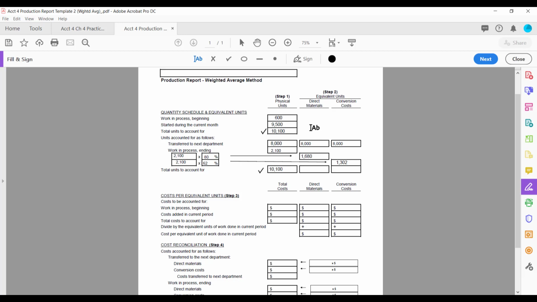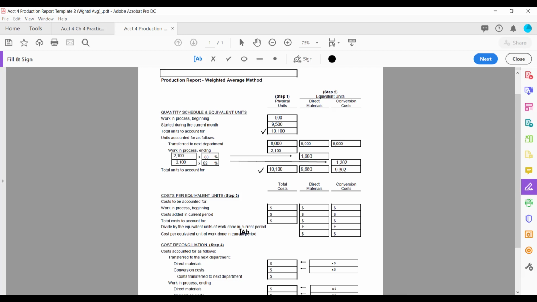So what's my total equivalent units with respect to direct materials? We simply add these two together. So 8,000 plus 1,680 gives us 9,680. We're going to do the same for conversion costs. 8,000 of the units were transferred out and completed, meaning they're 100% complete with respect to conversion costs. But the ending work in process, those 2,100 units, were only 62% complete with respect to conversion costs. So in terms of equivalent units, that really only comes out to 1,302 equivalent units. So my total equivalent units of production with respect to conversion costs comes out to 9,302 equivalent units.